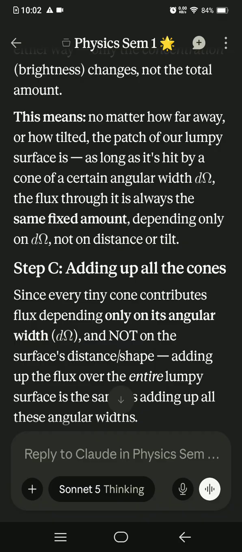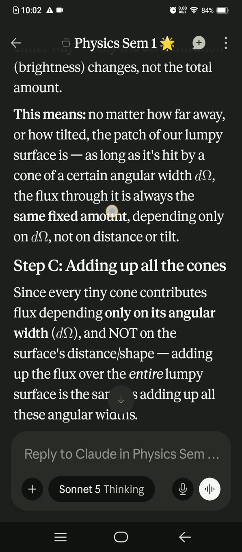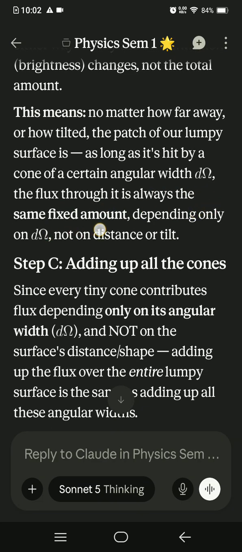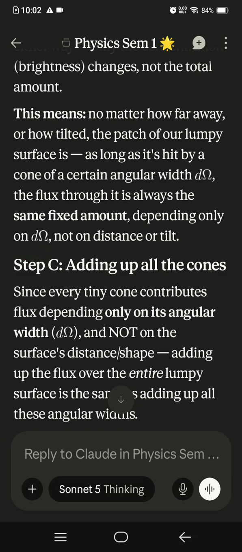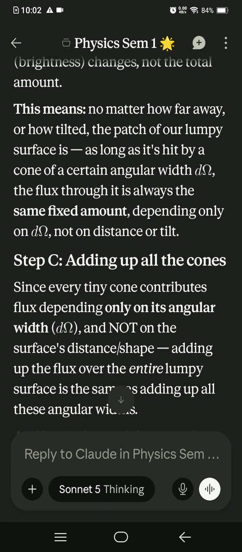This means no matter how far or how tilted the patch of our lumpy surface is, as long as it's hit by a cone of certain angular width d omega, I guess this is omega, the flux through it is always the same fixed amount depending only on d omega, not on the distance or tilt.